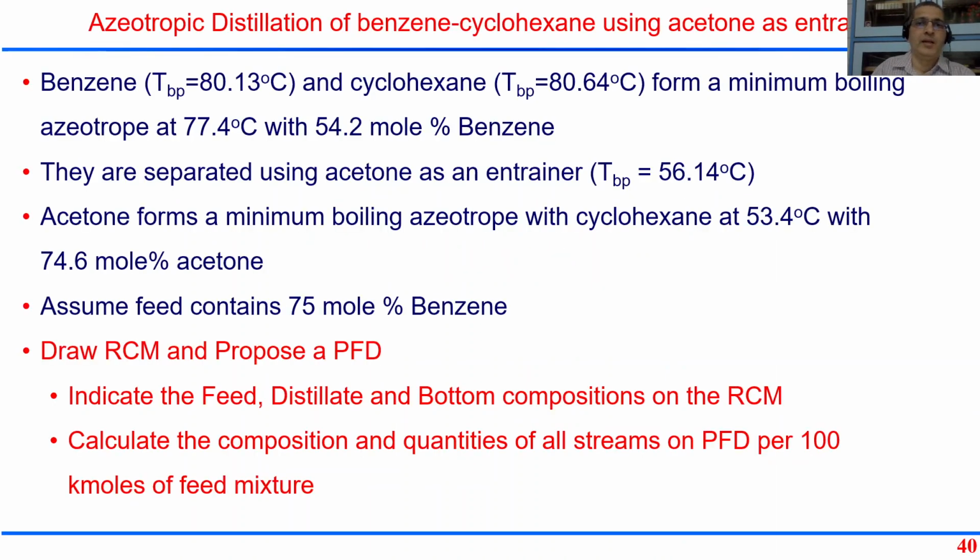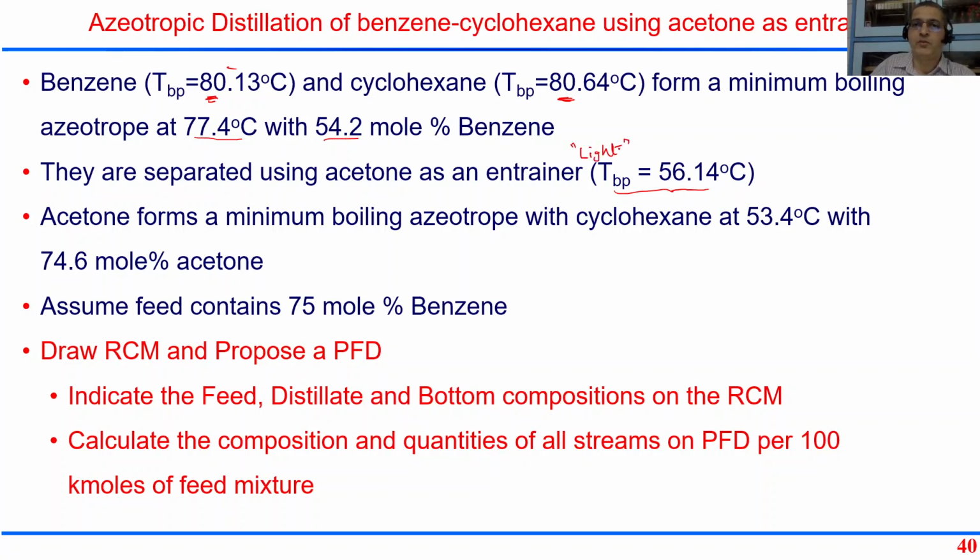Okay, so let's say benzene and cyclohexane using acetone as an entrainer. Benzene boiling point 80 degrees centigrade, cyclohexane 80.64. They are very close. They form a minimum boiling azeotrope at 77.4 degrees centigrade with 54.2 mole percent benzene. We use acetone as an entrainer. Now you look, acetone boiling point 56. It is lower than 80. So therefore it is a light entrainer.